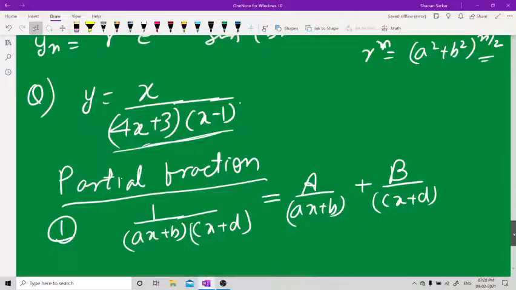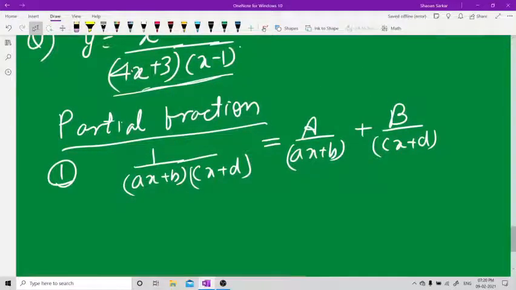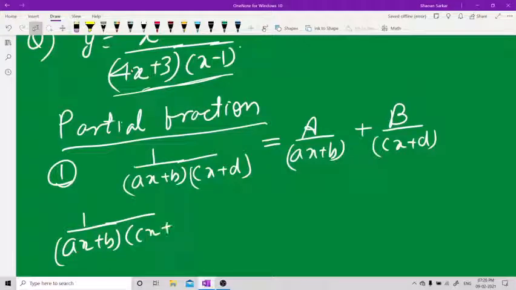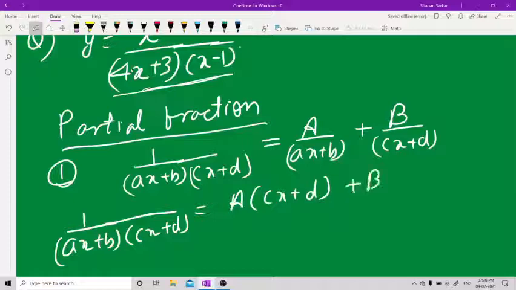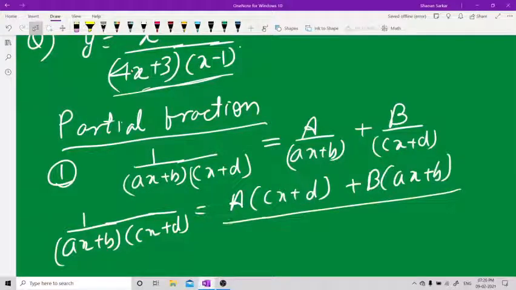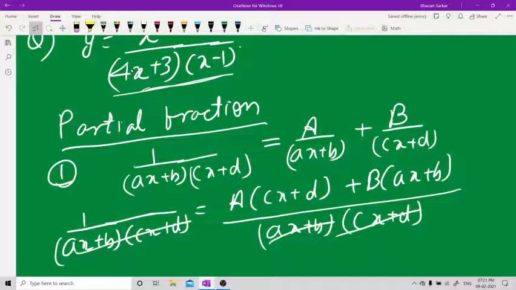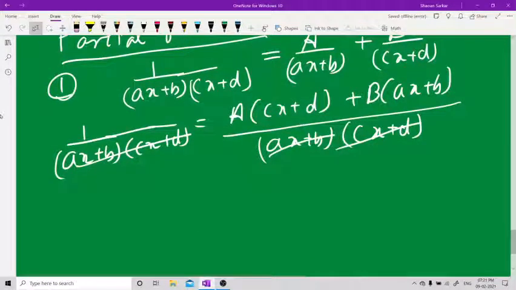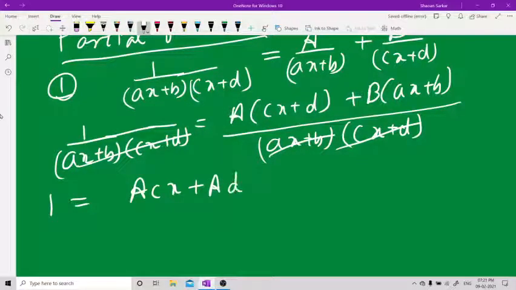Number one type. So you have to multiply 1 upon ax plus b, cx plus d, then you have A into bracket cx plus d plus capital B into ax plus b, over ax plus b and cx plus d. They cancel each other out. Now you are left with 1 equal to Acx plus Ad plus Bax plus Bb.